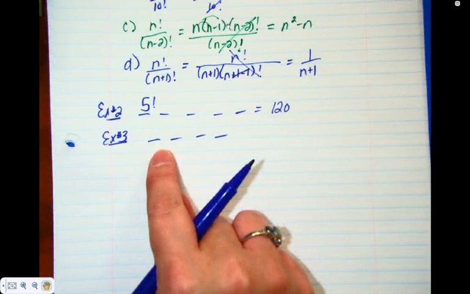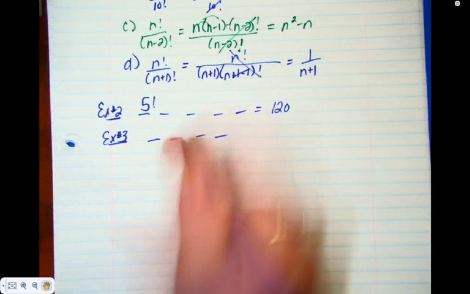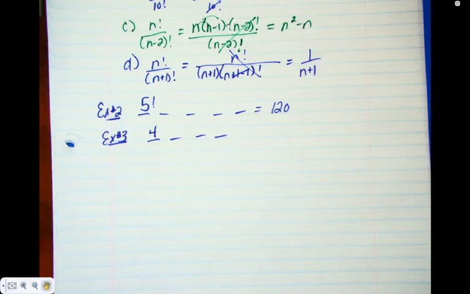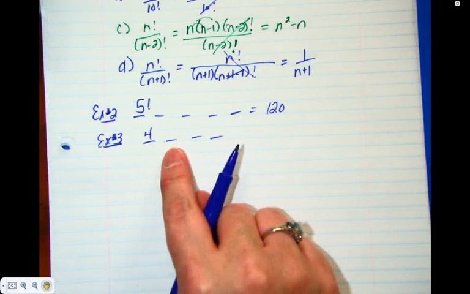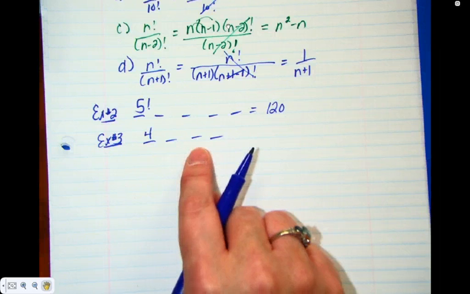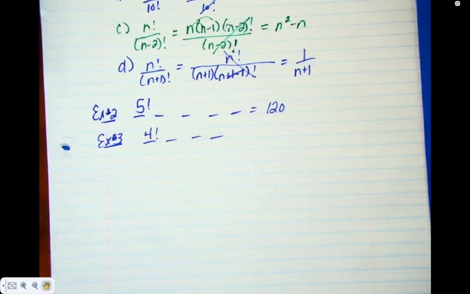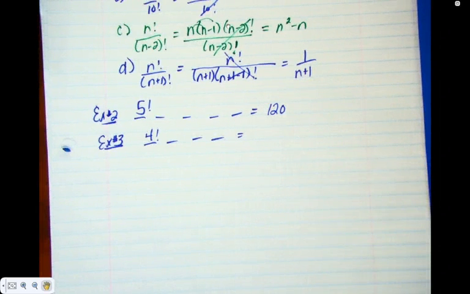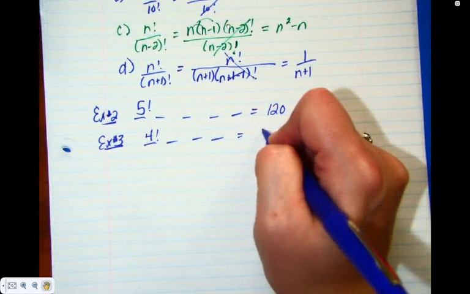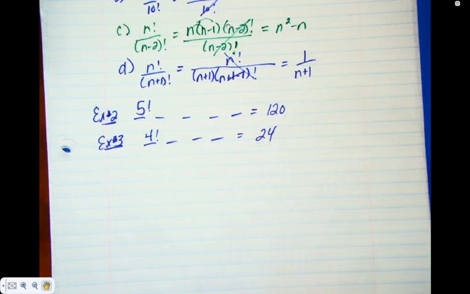So how many choices for the first? 4, because we have the 3, 6, 8, and 9. How many choices for the next one? And then, so all I'm going to put is 4 factorial. And we've now memorized 4 factorial is 24.